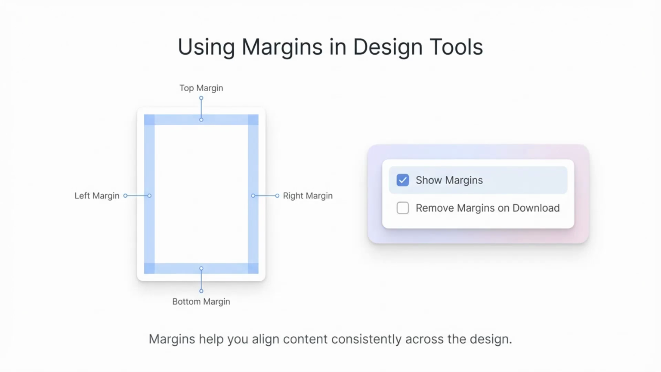One practical tip the instructor shares is about using margins in your design tool. When you enable the margin view in settings, it shows you exactly how much space exists around each content area, top, bottom, left, right. This is incredibly helpful for keeping your layout consistent and aligned. When you're ready to download or export your design, you can uncheck margins so they don't appear in the final output.